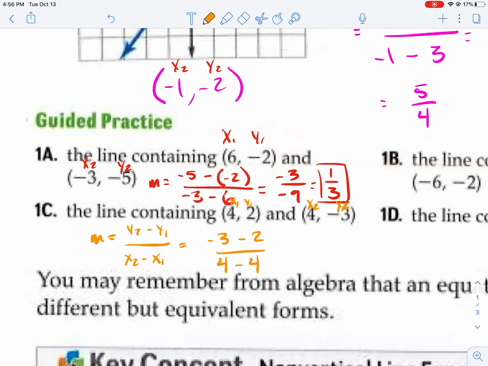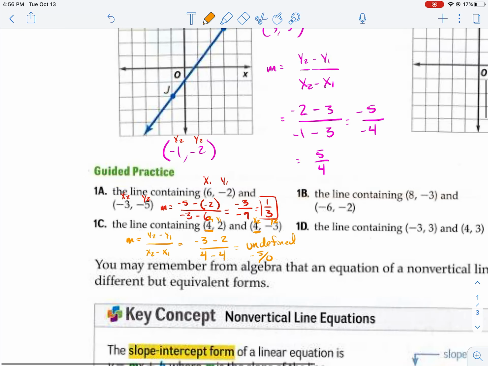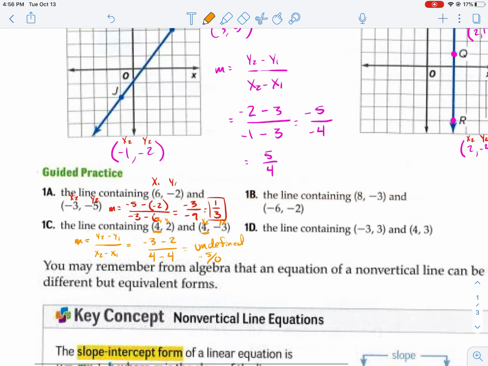Uh-oh. I'm not going to solve this one out because I know this one is going to be undefined, because we get a negative 5 again over a 0. That makes sense because if you look at our x values here, our x values are the same. So anytime you get 2 points where their x values are the same, we know that's an example of a VUX problem, or an undefined slope.